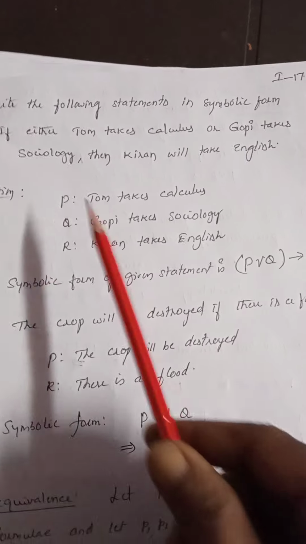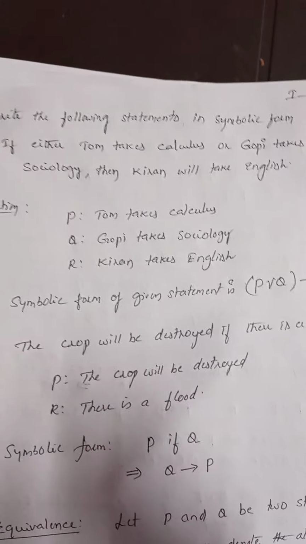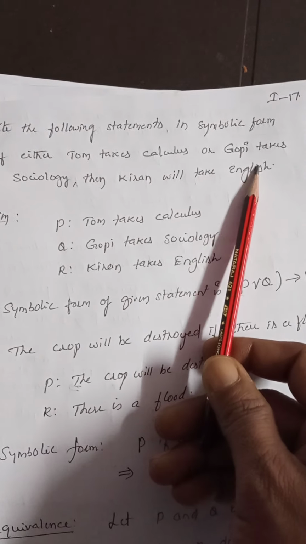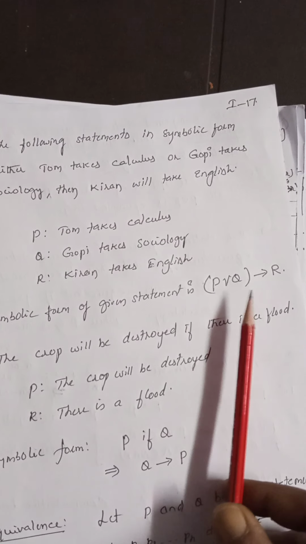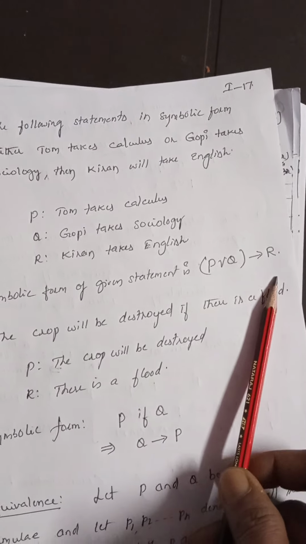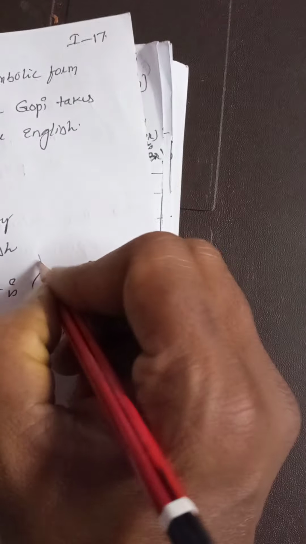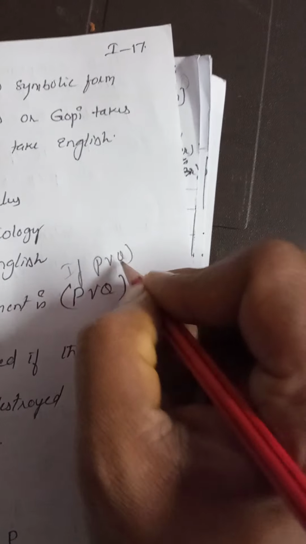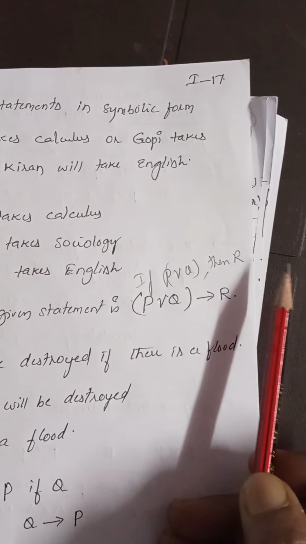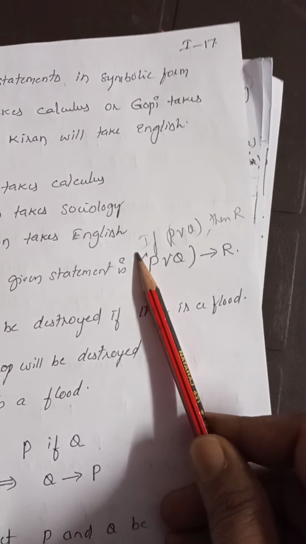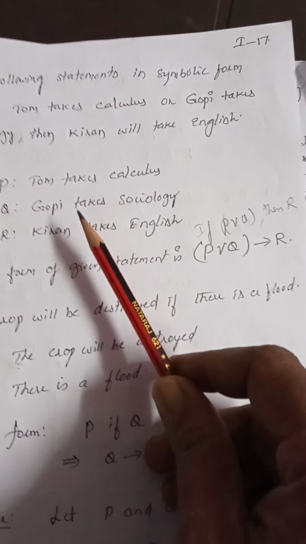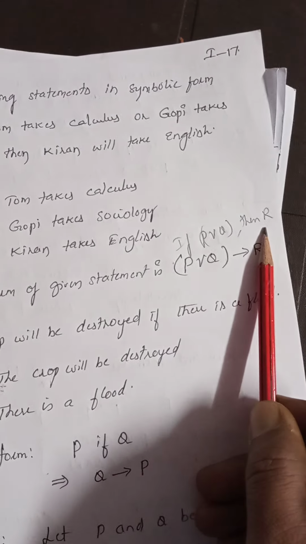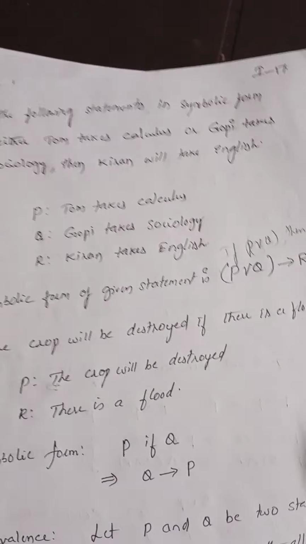Now, symbolic form, here if, right? If P. Now, what you are writing? If P or Q, then Kiran will, that means P or Q implies R. This can be written as if P or Q, then R. If P or Q, then R. If you want, you can write, if P means what? Tom takes calculus, or Gopi takes sociology, then R means Kiran will take English, right?